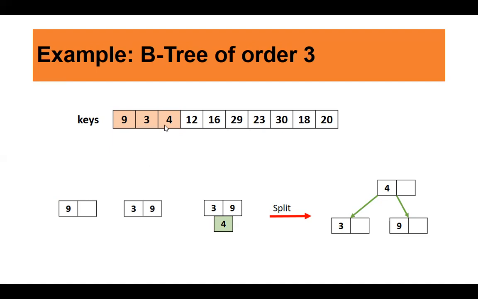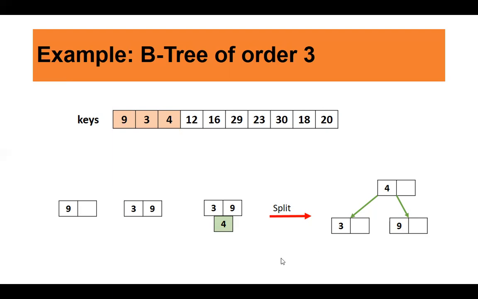The next key you read is 4. Add it in ascending order, so it comes in between here. Whenever the node is full and a new key comes in, split the node, and the median of the node moves up. It splits into the left child of the median, 3, and the right child, 9, and 4 moves up. You can see the size everywhere is 2 because of order 3.